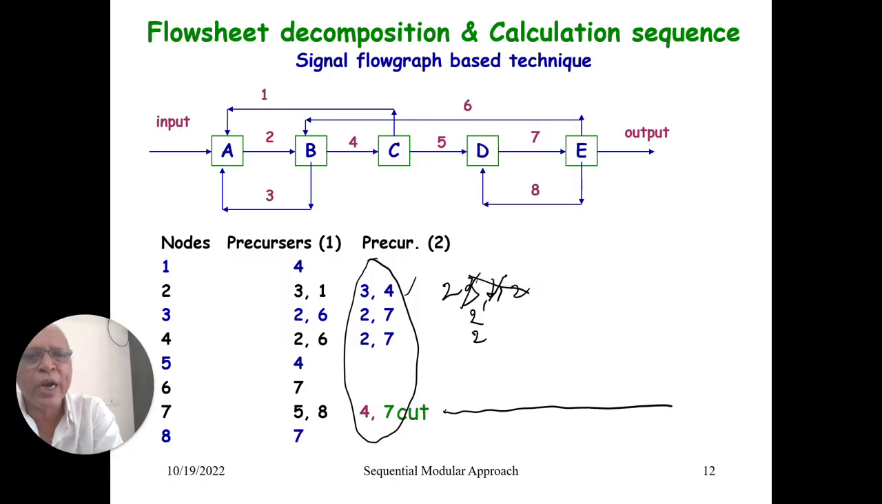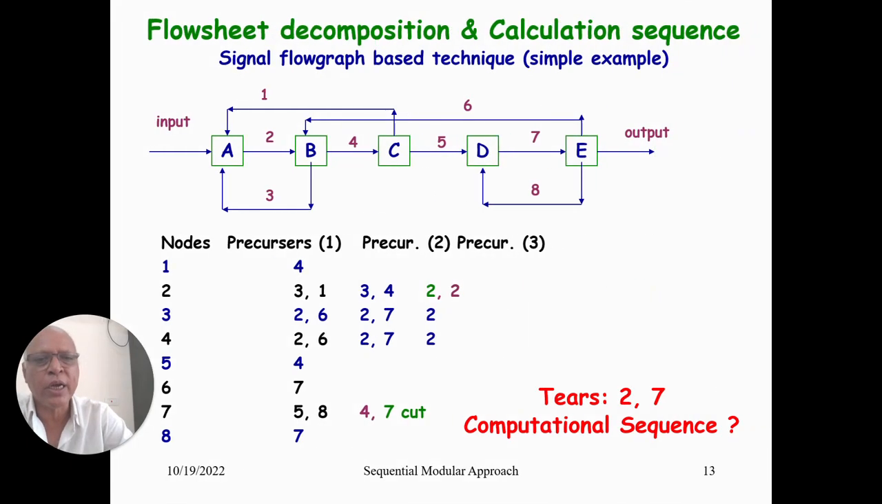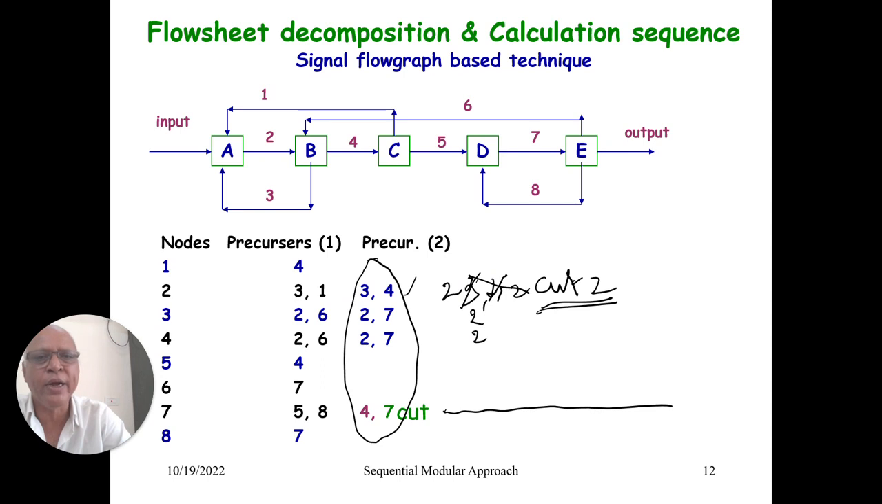So you need to cut this, you need to take this as the second cut. The moment you decide to cut the stream, everything is addressed. No more information is required. So the streams that are going to be torn in this particular problem are 2 and 7.